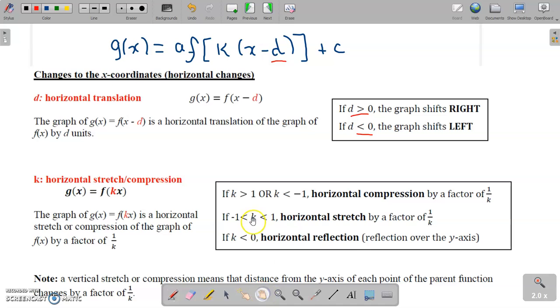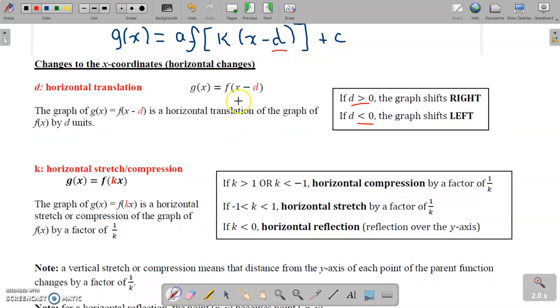And then finally, the k value. If it's greater than 1 or less than -1, it's a horizontal compression by a factor of 1 over k. And if it's in between -1 and 1, it's a horizontal stretch by a factor of 1 over k. And similar to the a value, when k is negative, it's a horizontal reflection.